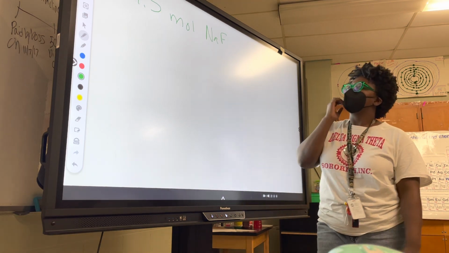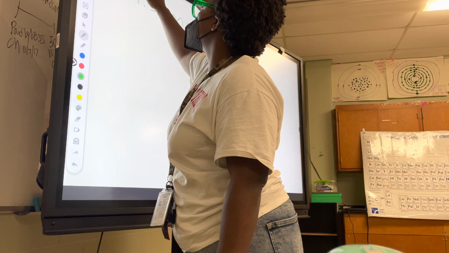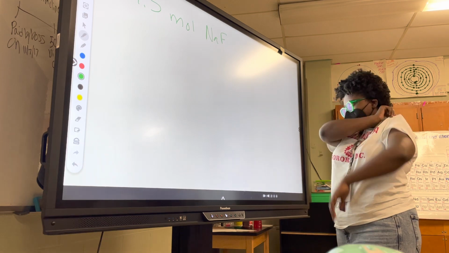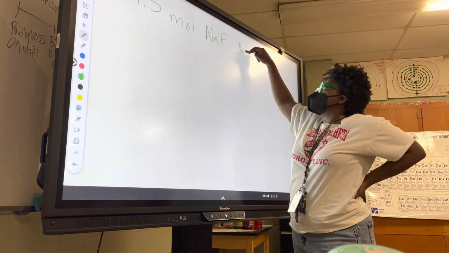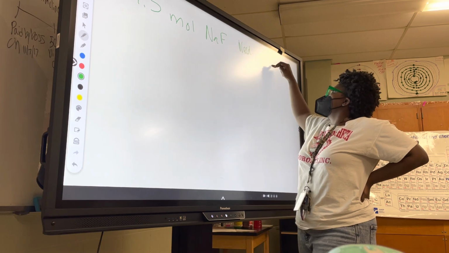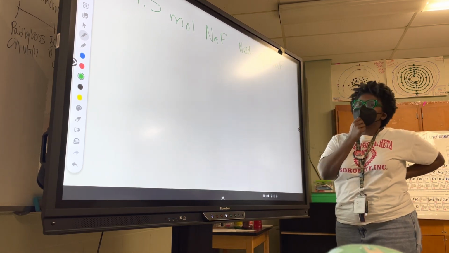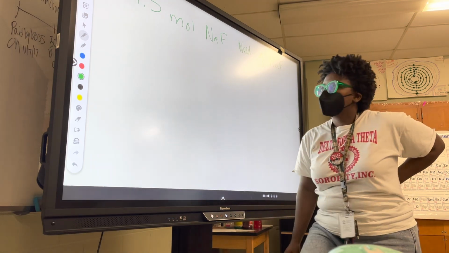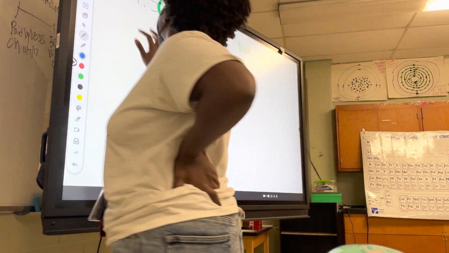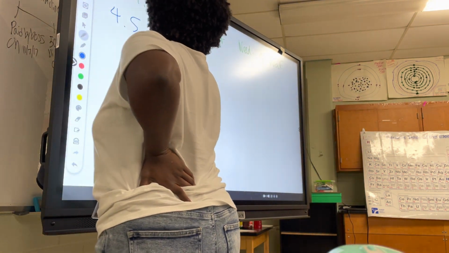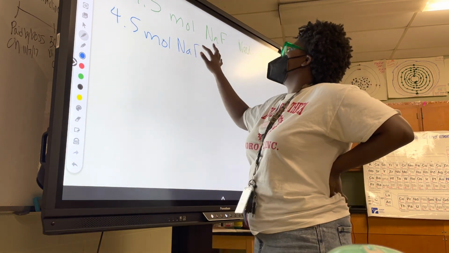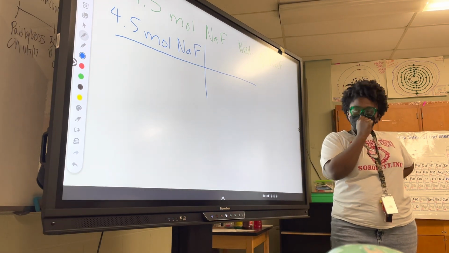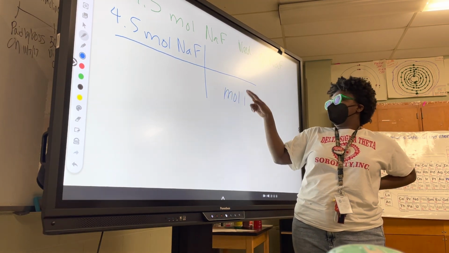What are we looking for? Grams of NaF, or sodium fluoride. All right, here we go. Start with your given. And now because we have moles of NaF on top, what do we have to have downstairs next door? Mole of NaF.